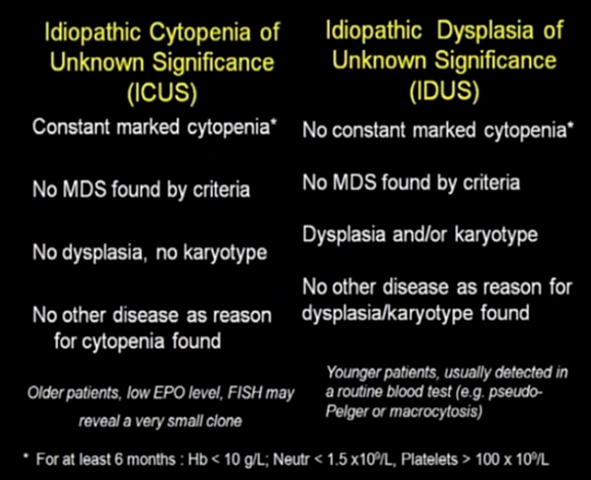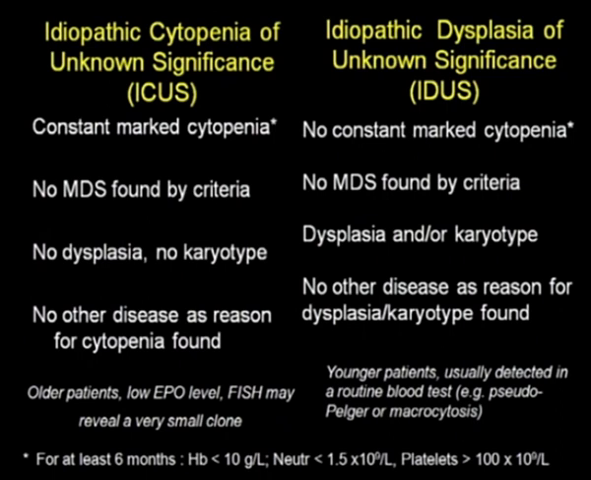In the IQOS setting, we have constant cytopenia. The thresholds are those of the IPSS, and you should have cytopenia for at least 6 months, excluding all other underlying causes. Obviously, we have no MDS criteria, no dysplasia, no karyotype, and no other reasons sustaining the cytopenia. This is the IQOS criteria.